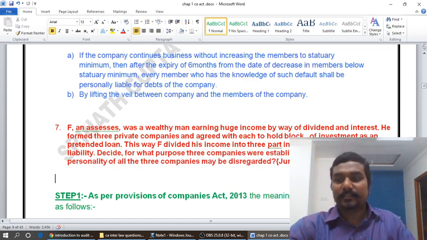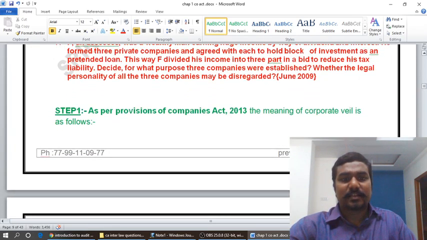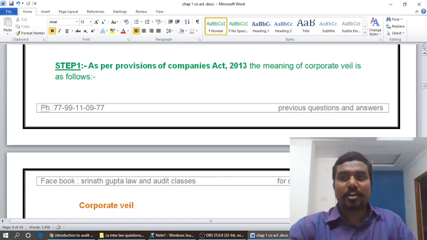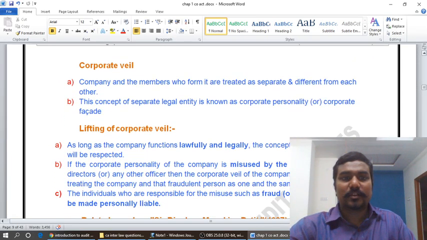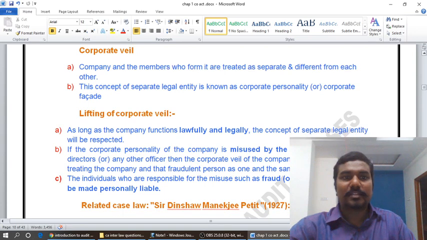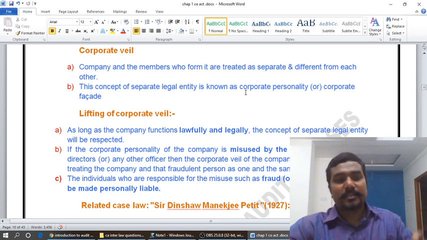So how to answer this kind of question in the exam? Let us see, sir. For example, in step number 1, I wrote provision of law. First of all, this question is related to the corporate veil, sir. What is the meaning of corporate veil? The company and the members who form it are treated as separate and distinct from each other. The concept of separate legal entity is also known as corporate personality.